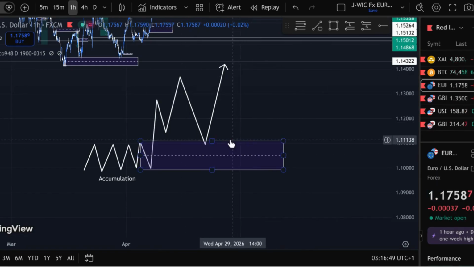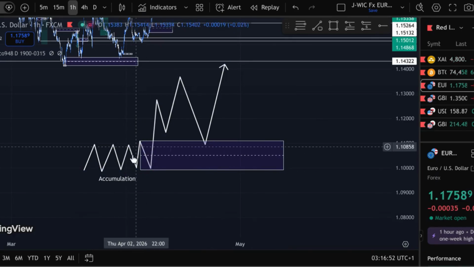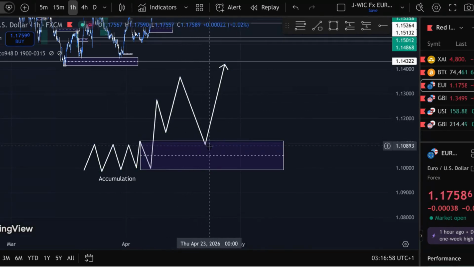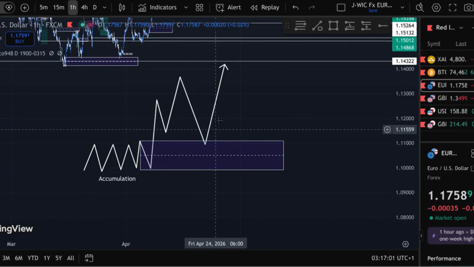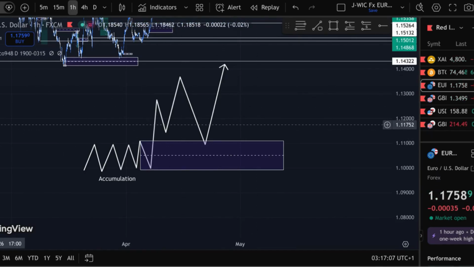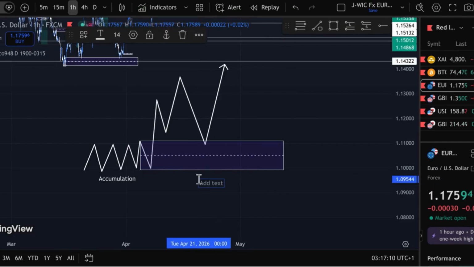So what is the demand zone? The demand zone is a specific area that comes from accumulation, where there's a lot of buying pressure. The market comes into this zone, reacts a certain way, and begins to buy. That's what we call the demand zone. So this is a demand zone.